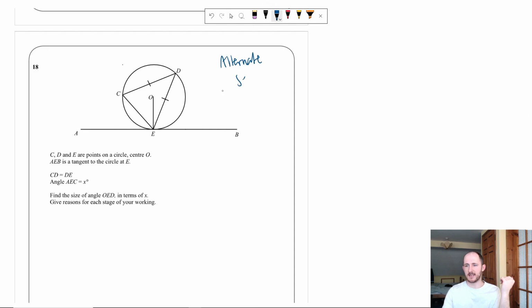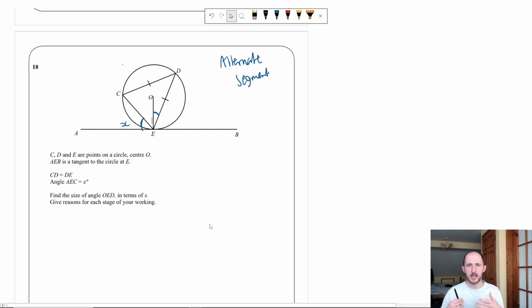In fact, this looks exactly the same as one of the other questions we did. These are exam questions, right? Which means they have reused the same shapes, and the method is the same. So instead, they're telling me that angle AEC, this part here, is equal to x, and we need to work out the size of angle OED. So OED is this one over here.